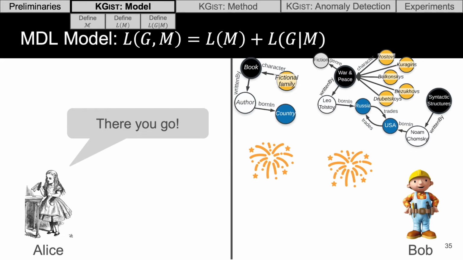These are the different components that go into the description length, which allow us to evaluate the quality of a model.